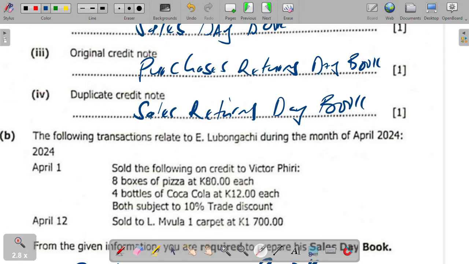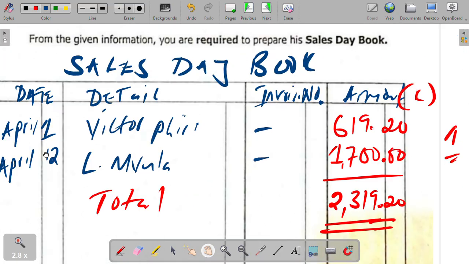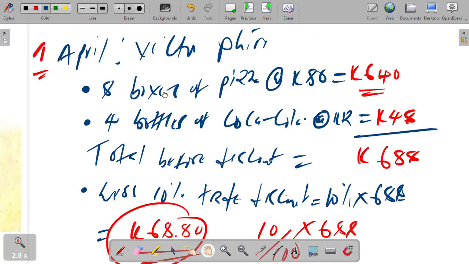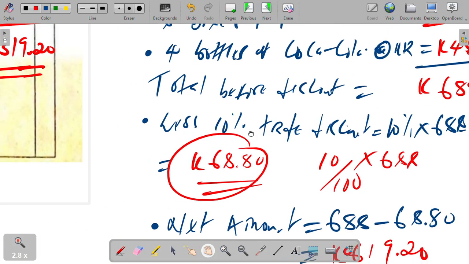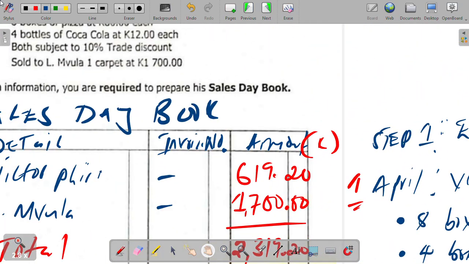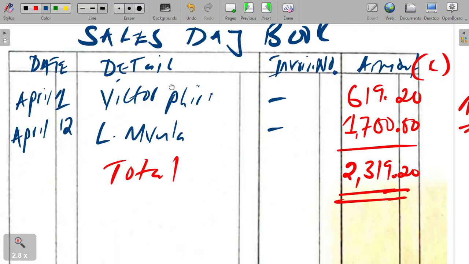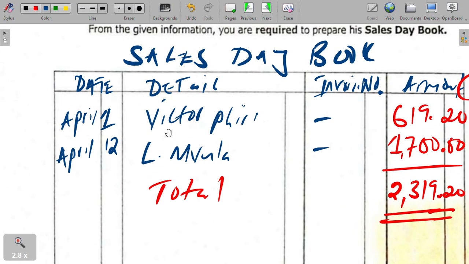Okay, so we are done, and we did some calculations on the sales daybook. The workings were done here. You extract information. Okay, we did the calculations here. We multiplied. Okay, this is how everything is done. Okay, so we have come to the end of our revision session. Okay, make sure that you go through, and you'll be glad that you did.